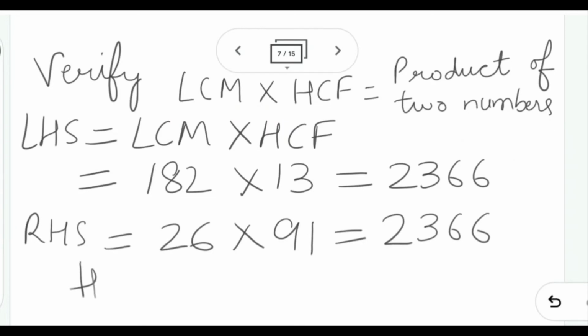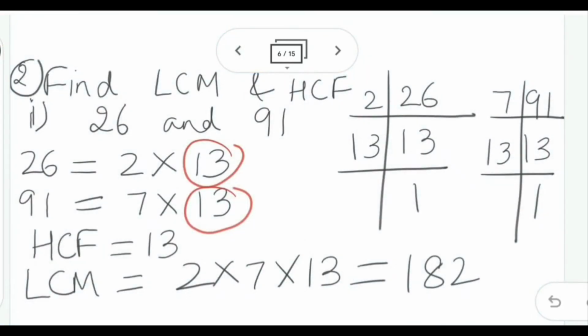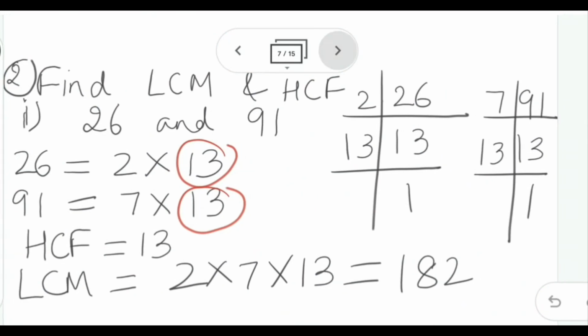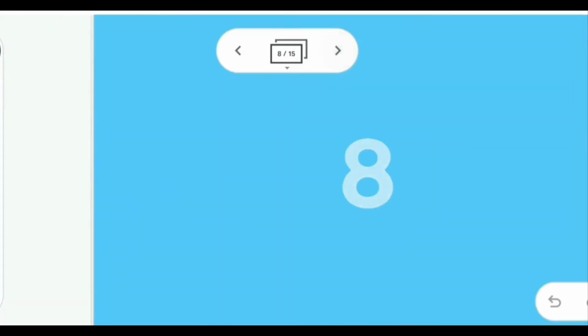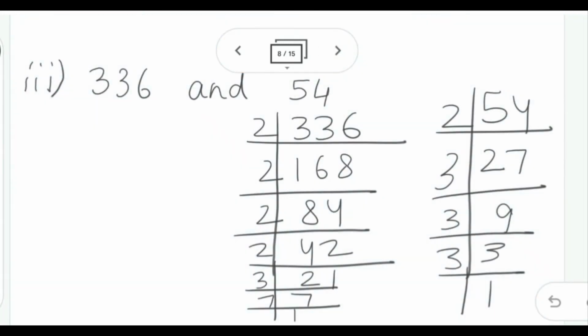Sometimes in some questions you may be asked to verify this formula. We can verify it like this. First we need to find the LCM and HCF of the two numbers, and then we can verify this formula by putting values in it. Now here is another example. Here we have the numbers 336 and 54. Their prime factorization I have already written. Now we need to find their HCF and LCM.